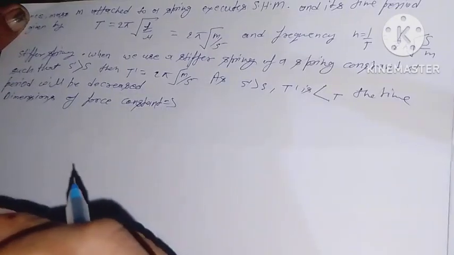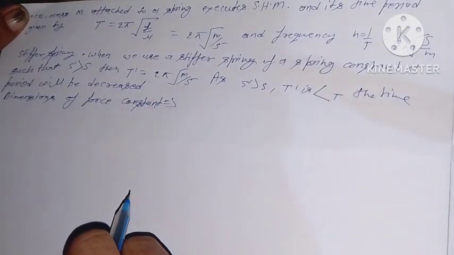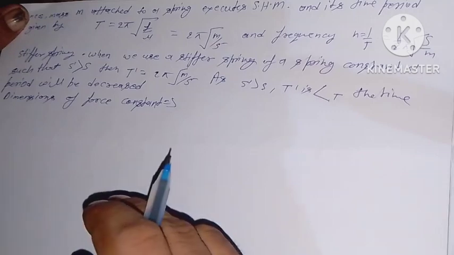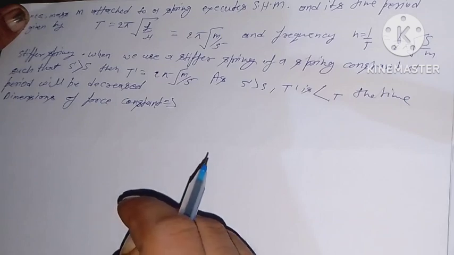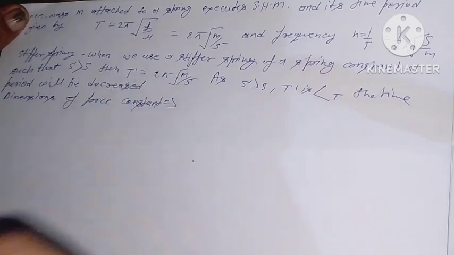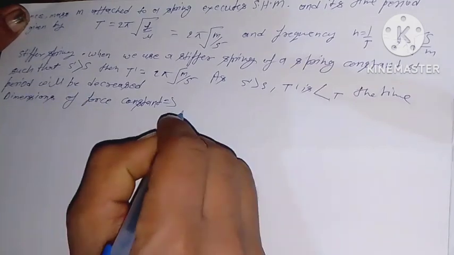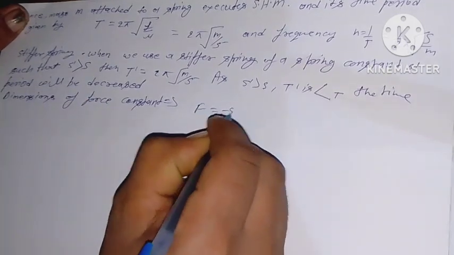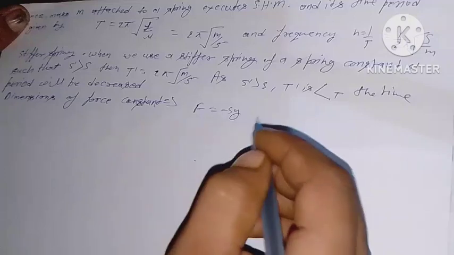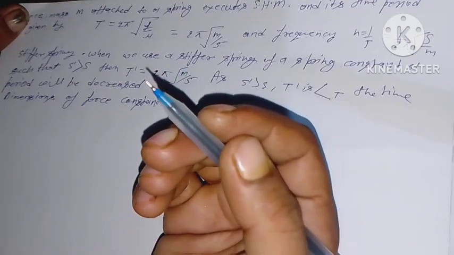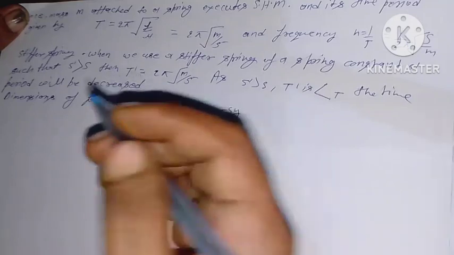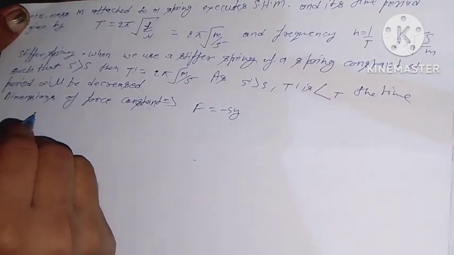Consider a mass m attached to a spring executing simple harmonic motion. If y is the displacement of the mass from its equilibrium position at any instant of time t, then the restoring force F acting on the mass is given by F equal to minus S y, where S is the force constant or stiffness constant, the stiffness of the spring.